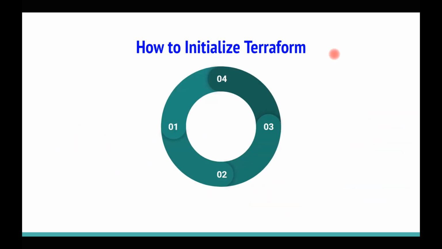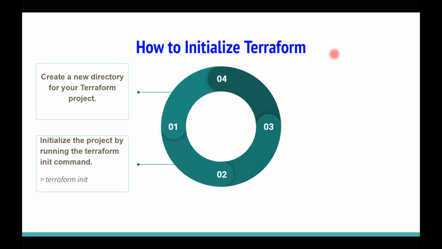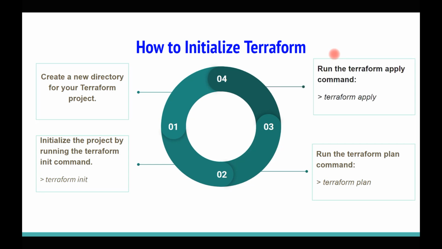Now let's talk about the next thing. These are the steps which help to initialize Terraform. First step is to create a new directory for your Terraform project. Next, we initialize the project by running this init command that we discussed. Next, we need to run the terraform plan command to preview what changes are going to happen. And the next phase is to run the terraform apply command, which will apply all the changes mentioned in the configuration file.